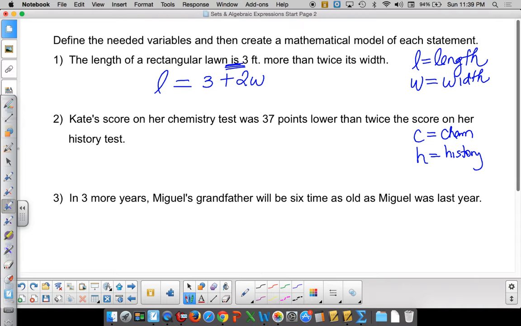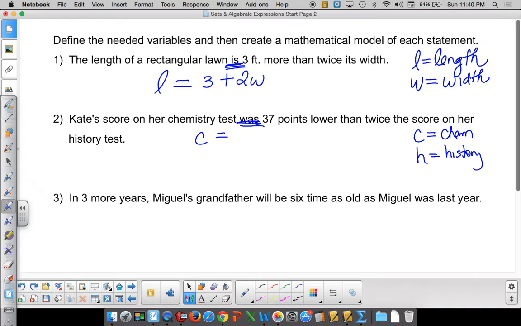Kate's score on her chemistry test was 37 points lower than twice the score on her history test. We usually have trouble with 37 points lower. Where do I go with the lower? You don't have to worry about it. The words are telling you in order. Translate the sentence. Kate's score on her chemistry test. What represents her score on her chemistry test? C. Then we hit the all-important word, "was." So therefore, equals.